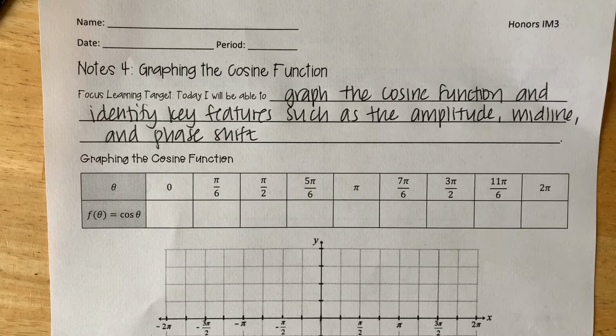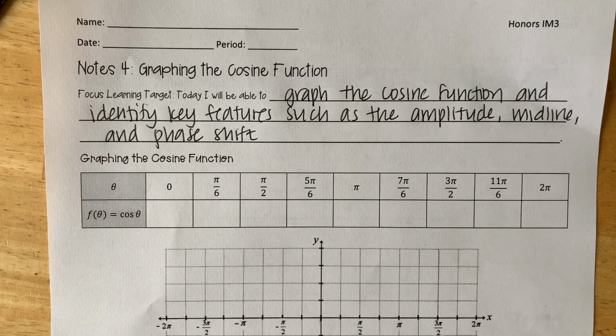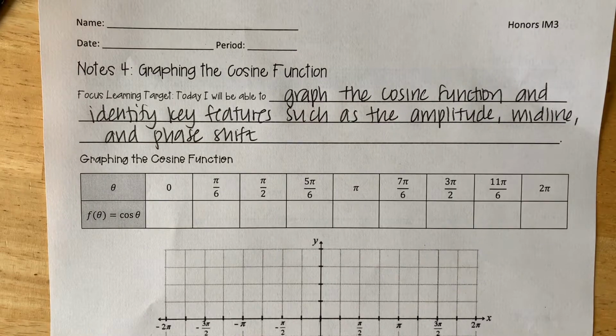Just like the sine function, I have this table. We're going to go ahead and crank out all these values. If you're using Desmos, you can type it into Desmos, or you can use your phone calculators. Make sure that your calculators are in radian mode. So cosine of 0 is 1.